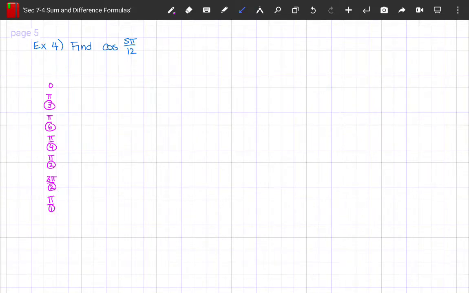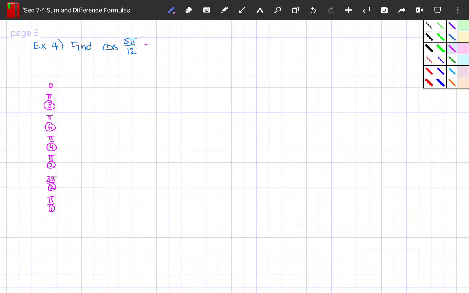So let's think about add or subtract. Let me write down what I'm trying to say. We've got 5 pi over 12. Now, I don't know if it's going to be plus, or maybe we'll have a better time finding two angles to subtract.